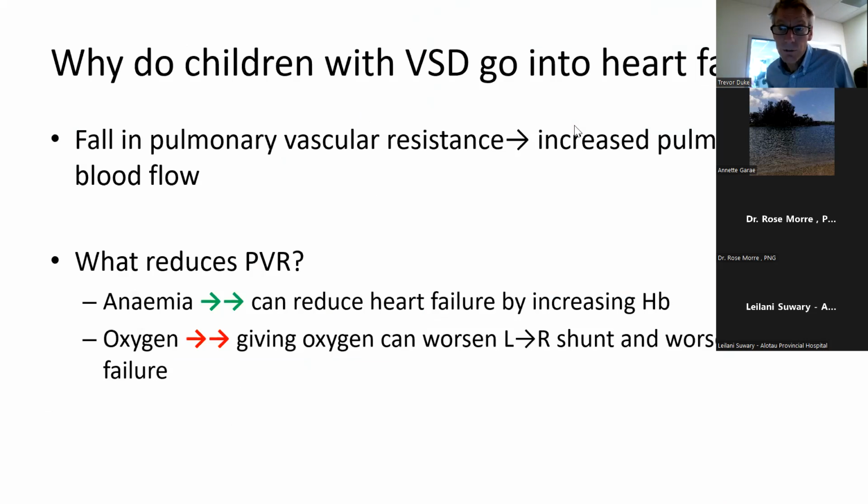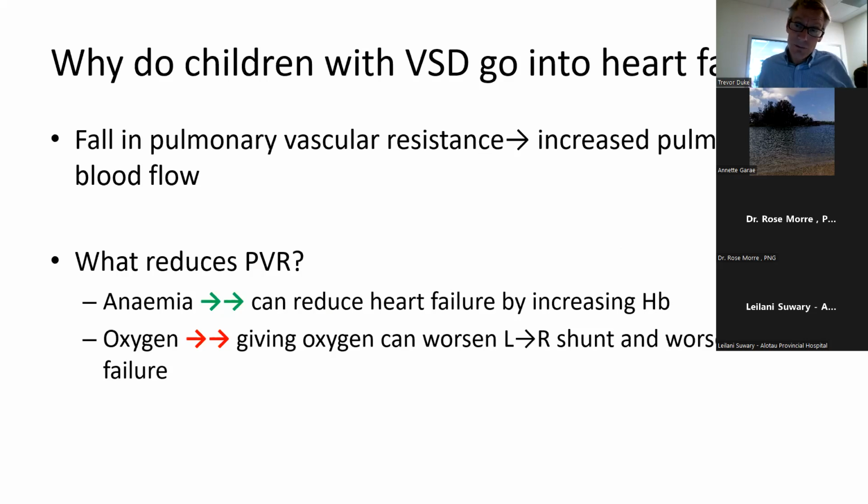Now, the question is, why do children present at the age of 4 months with their ventricular septal defect? What is the reason why they typically don't present when they're first born or in the first couple of months of life? Usually that's because there is an equilibrium between the vascular resistance in the left and the right side of the heart. And so if the resistance is roughly equal, then less blood will flow from the left side to the right side.